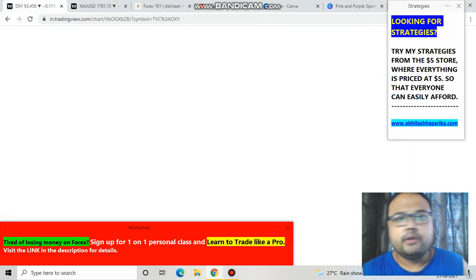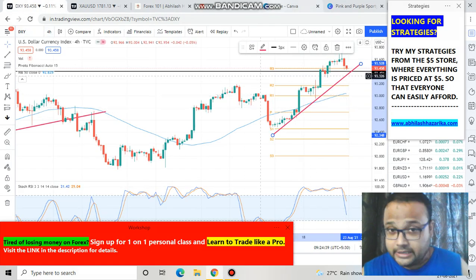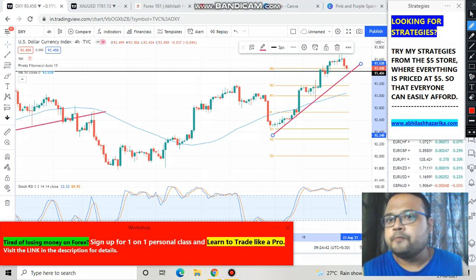And if you go to the DXY chart also, the DXY chart is extremely bullish right now, and you can see that it is coming down for consolidation. There was a previous resistance here, but right now it seems that after consolidation DXY will be going up again. So do not be concerned much about DXY.